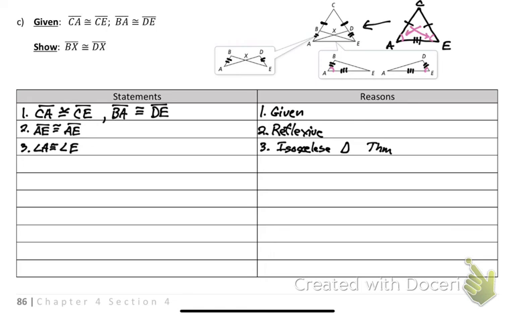All right, we need to somehow get to BX is equal to DX, though. I need to show that these two triangles are congruent. What do we know about these two triangles?